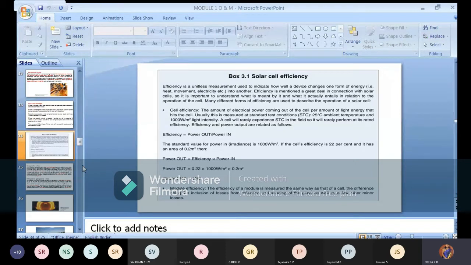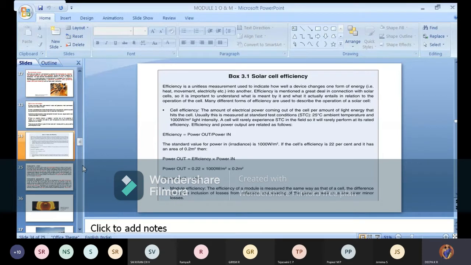Efficiency means output by input. Always we calculate output by input, whatever it is. Here, it is the amount of electrical power coming out of the cell per amount of light energy that hits the cell. Light energy is the input and electricity is the output. Output by input you are going to calculate. This is measured at standard test condition, or STC, an environmental criterion where you have to consider the intensity of the light, air mass and temperature. All three should always be considered.